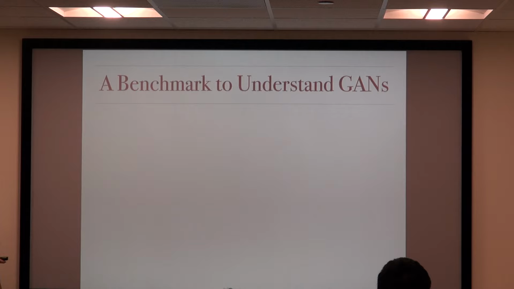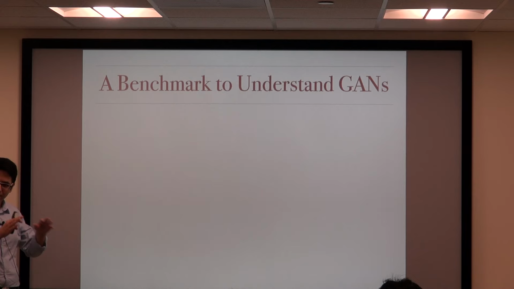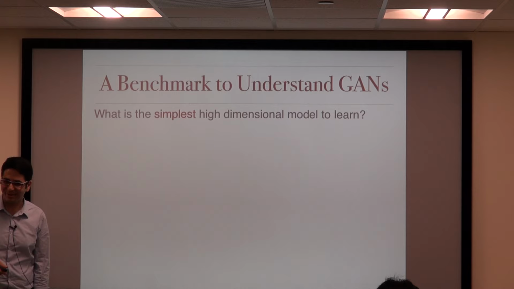Maybe one way to deal with these issues and get a better understanding is to think about benchmarks where we know what the good generative models are, and then we can try to use GANs on those benchmarks to see where the system is breaking, where all of these issues that I explained come into the picture. What is the simplest high-dimensional distribution that I may first try as my benchmark? That's the question. Gaussian distribution, right?